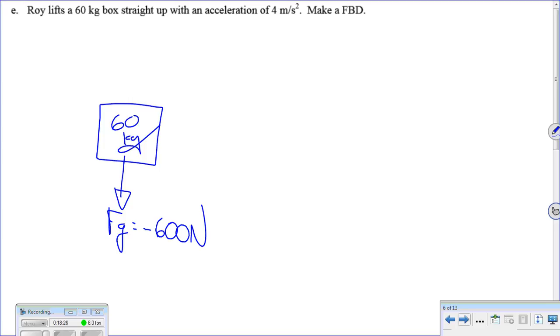Not really. It mentions the force of Roy, but we don't know what it is, right? That's probably going to end up being my X, I'm guessing, since it alludes to the fact that Roy's pushing it, but doesn't tell us how much force he's using. Okay. So that's steps 1 and 2. Step 3. Do we know the acceleration? Yes.